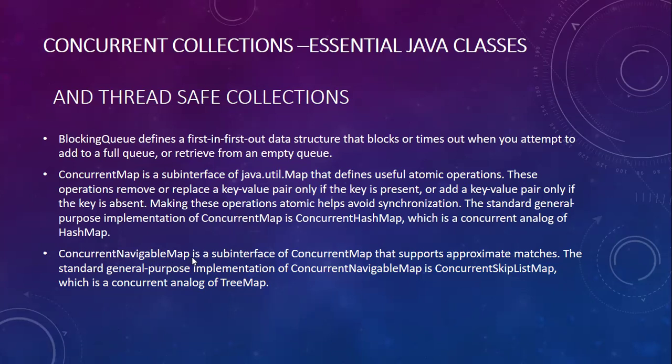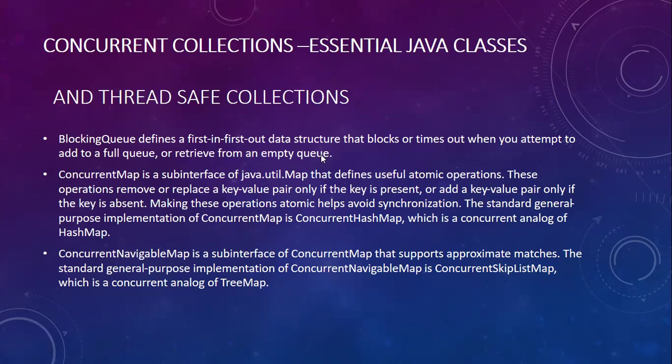ConcurrentNavigableMap is also a sub-interface of ConcurrentMap. What you need to understand is that ConcurrentNavigableMap is implemented by ConcurrentSkipListMap, and this is analogous to a TreeMap. So if you are talking about TreeMap in the older API, you can talk about ConcurrentSkipListMap. So these are the three very important classes.